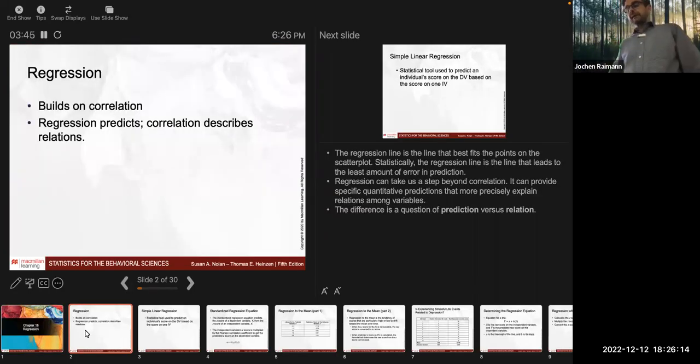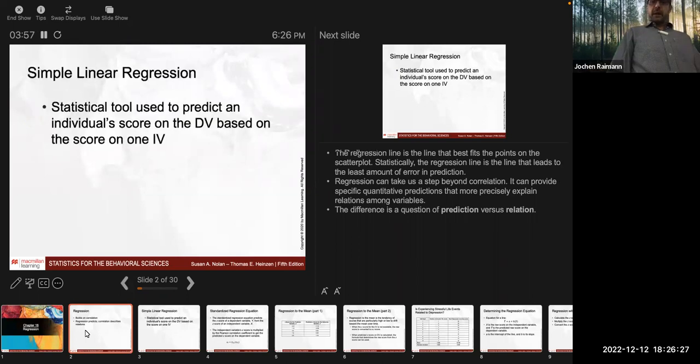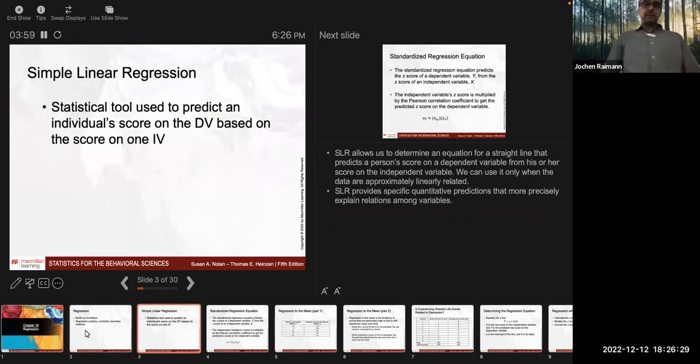We are now predicting dependent variables. It builds on correlation. We're basically using insights and methods from correlation to now predict dependent variables. So simple linear regression is a statistical tool that predicts a dependent variable based on the score of one independent variable.